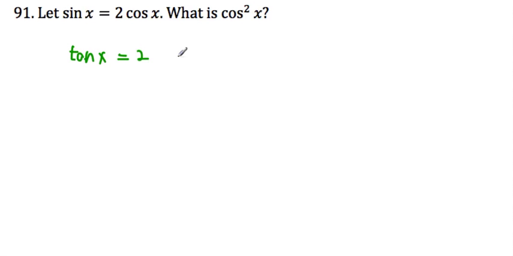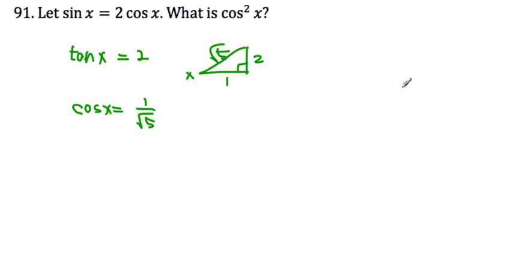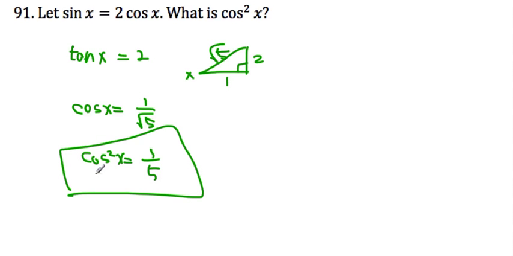Tangent of x is equal to 2. Now that means in a triangle, tangent, which means opposite over adjacent, if this is angle x, will be 2 over 1. It doesn't look like it here, but let us assume that it is. Then we realize that the hypotenuse is square root of 5. Then cosine of x must be equal to 1 over square root of 5. Now what is cosine squared of x? Squaring that becomes 1 over 5. So 1 over 5 becomes our answer.